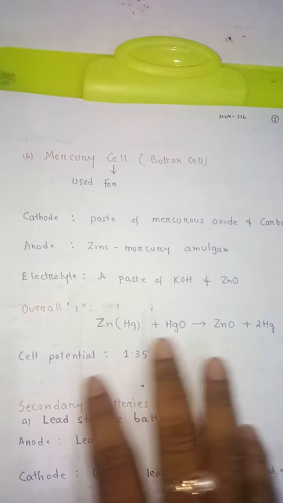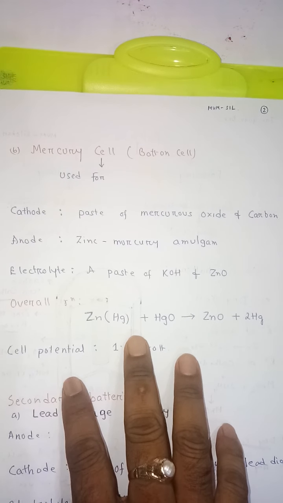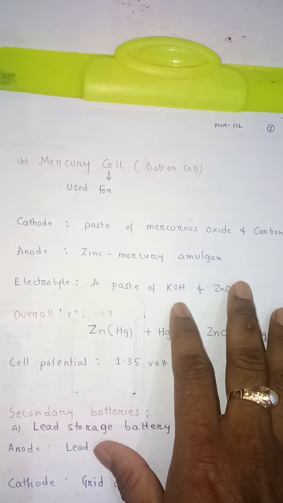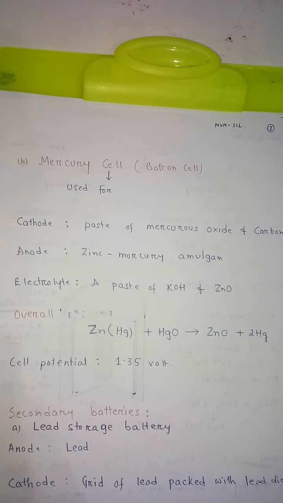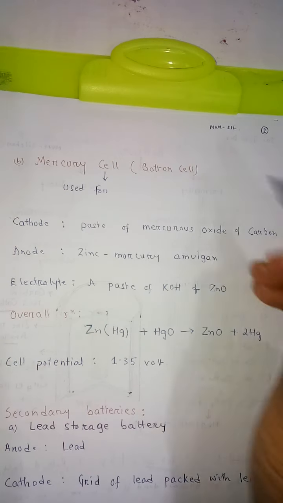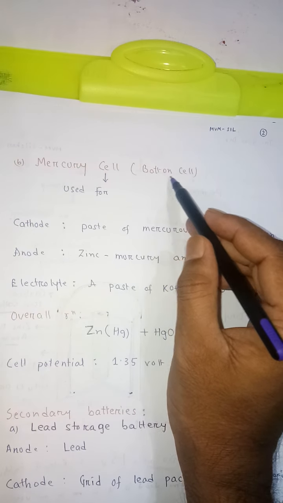So we are learning the next cell. This is another primary battery. This one is the mercury cell. This one is also called a button cell, BUTTON, button cell.